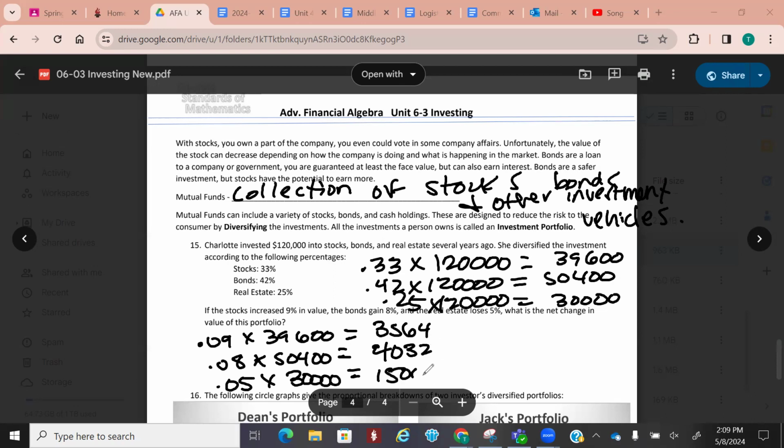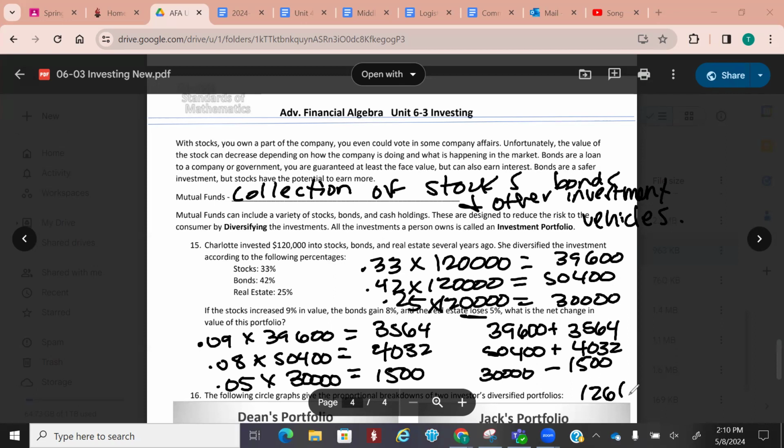So that's 3,564, 4,032 and 1,500. So now you're going to do 39,600, which was the initial, plus this new rate. Then you're going to do 50,400 plus that 8% that we just found, 4,032. And then you're going to do 30,000 minus, because it says losses, minus 1,500. If you take all that and add it all together, then you get $126,096. And that's in the total investment.